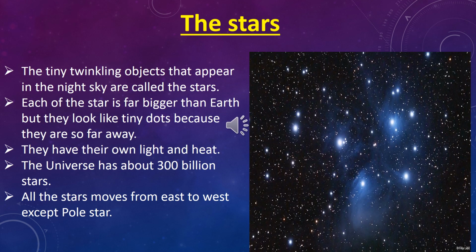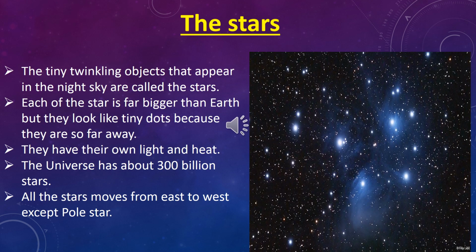Now comes the most beautiful thing, which is the stars. The tiny twinkling objects that appear in the night sky are called stars. Each of the stars is far bigger than Earth, but they look like tiny dots because they are so far away. We all think the stars are very small, but this is not true. They are far bigger than Earth. Their size is much bigger than Earth, but they are very, very far away from us. So they look like very tiny dots because they are so far away. Otherwise they are very big in size.